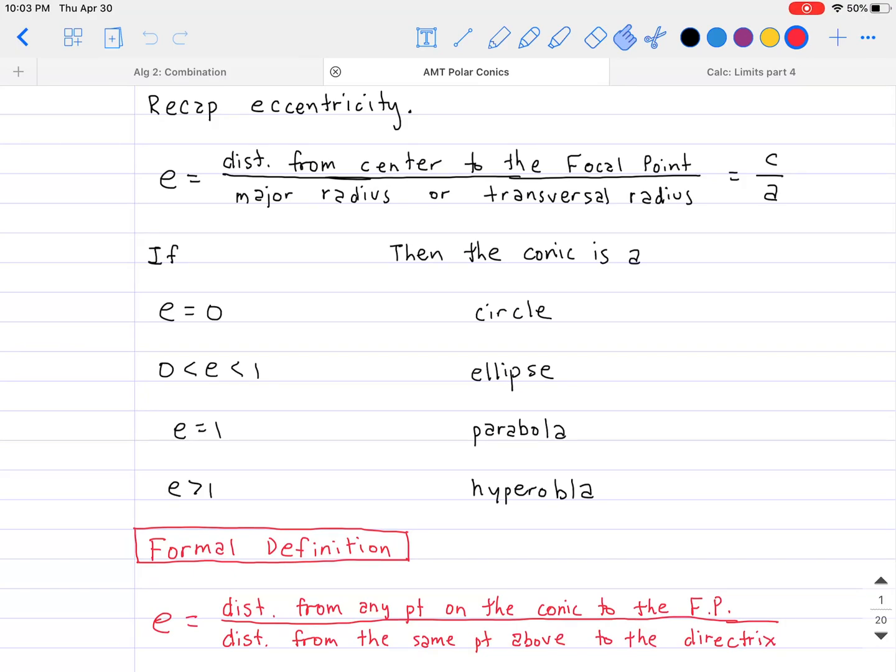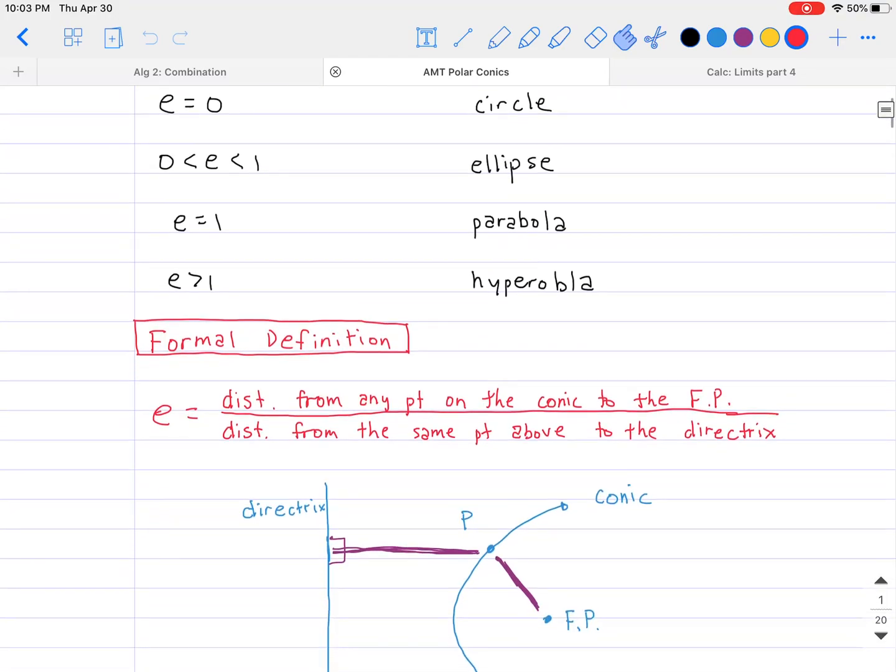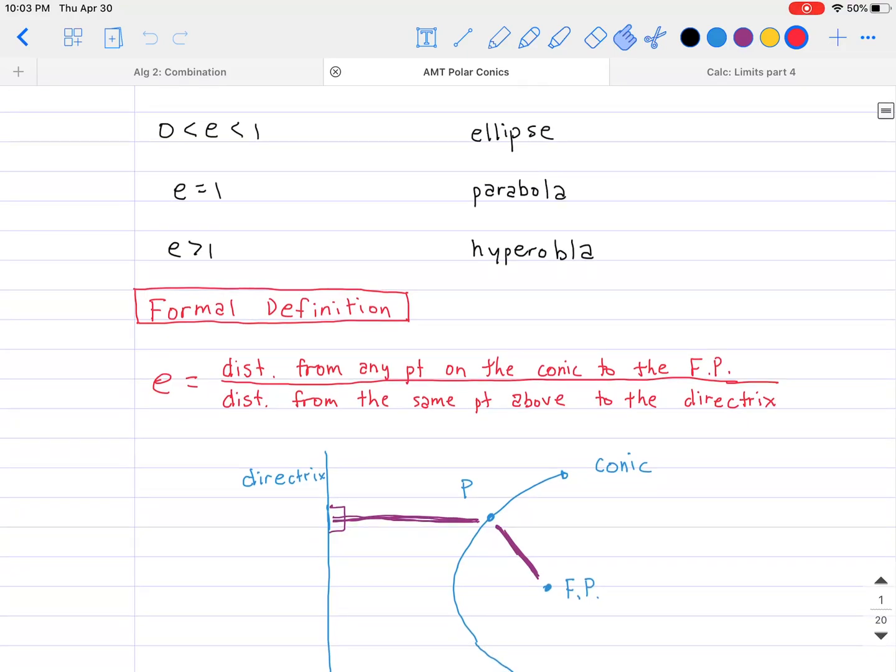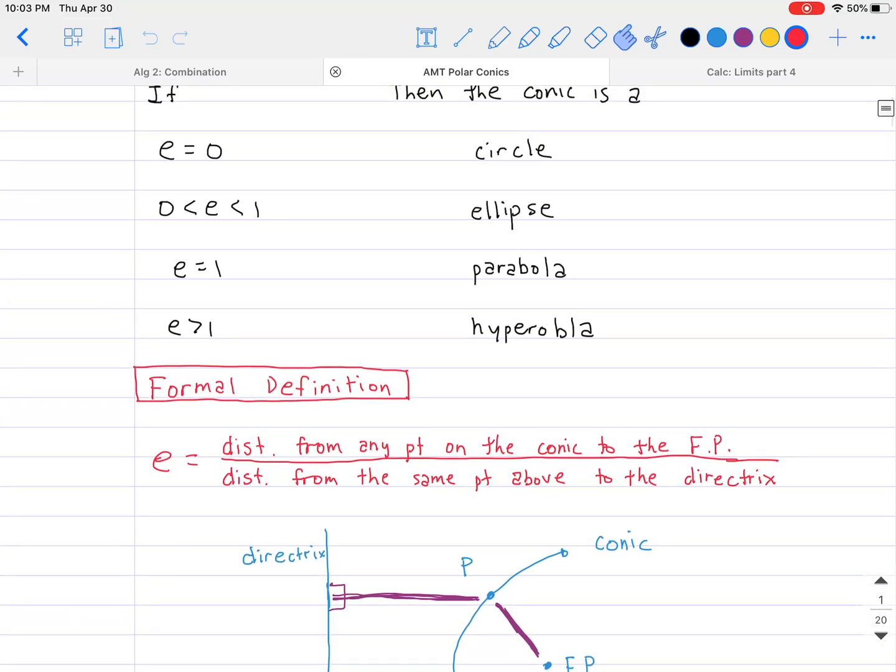Now, there is actually a more formal definition than this, because the author defined it as c over a just for simplicity. The more formal definition is the following: e is still a ratio, but the numerator is the distance from any point on the conic to the focal point, divided by the distance from that same point to the directrix. Believe it or not, every single conic has a directrix. It's not just the ellipse or the parabola, but also the circle and the hyperbola, which we don't often care about, but it's there.